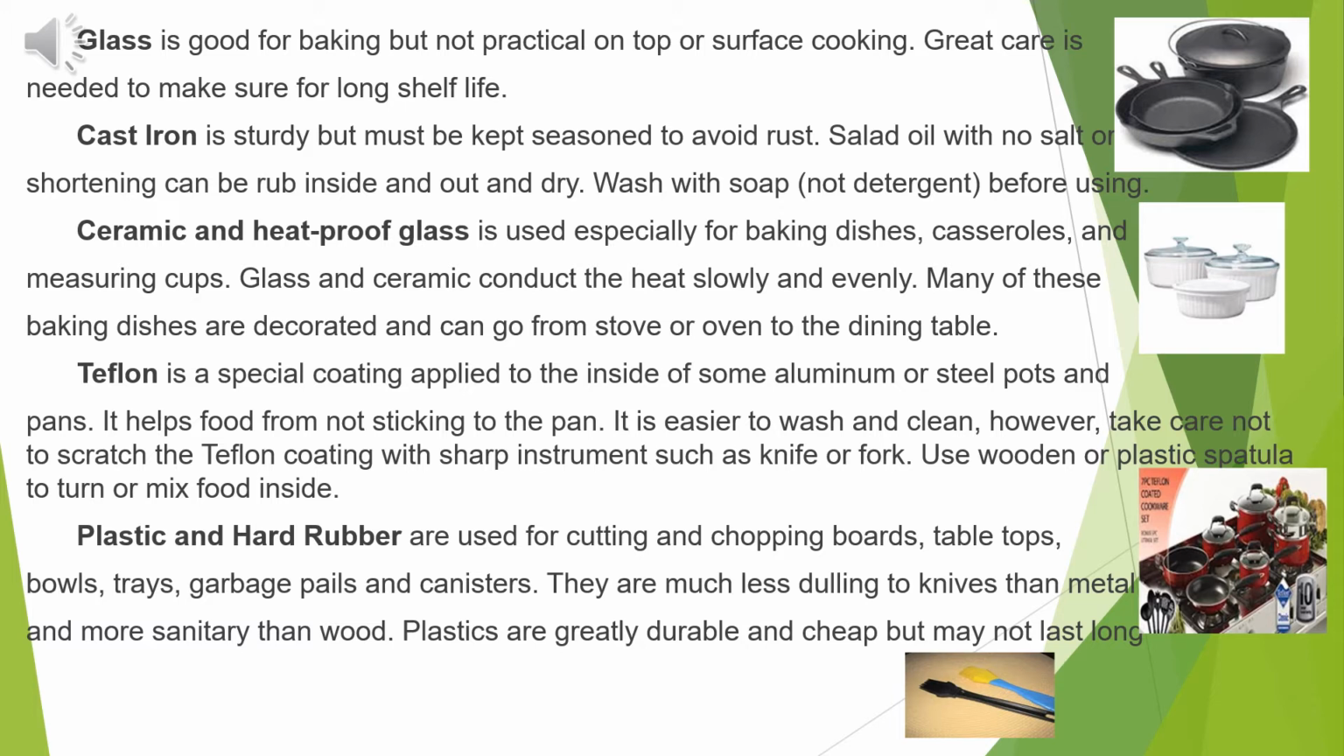And also we have plastic and hard rubber. These are used for cutting and chopping boards, tabletops, bowls, trays, garbage pails, and canisters. They are much less dulling to knives than metal and more sanitary than wood. Plastics are greatly durable and cheap but may not last long.